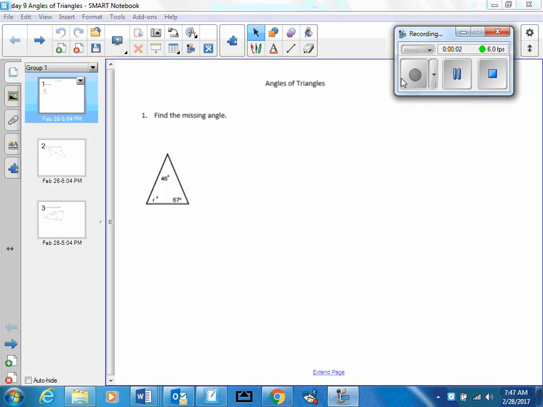This video will help you find the angles of a triangle. Remember, all the angles of a triangle have to add up to 180 degrees. So in the first example, it says find the missing angle.